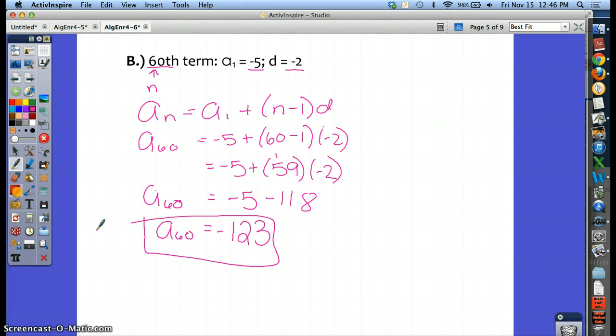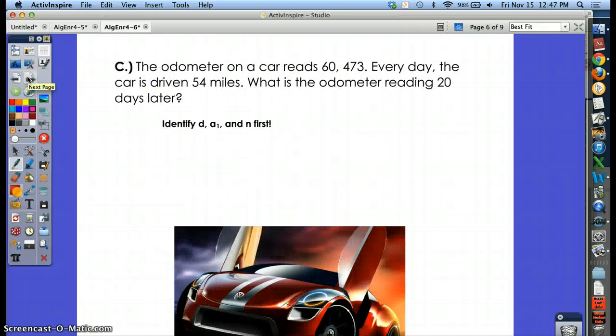The last one I want you to try is C. D is going to be an optional challenge for you. So C says the odometer on a car reads 60,473. So the odometer tells you how many miles the car has been driven. So the car has 60,473 miles. Every day the car is driven 54 miles. What is the odometer reading 20 days later?